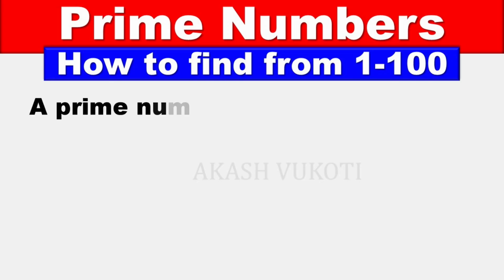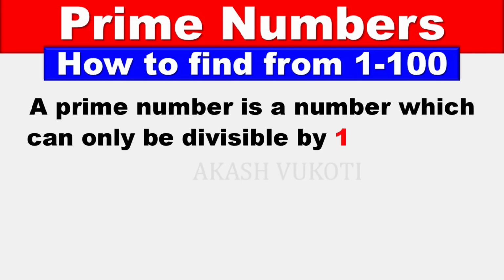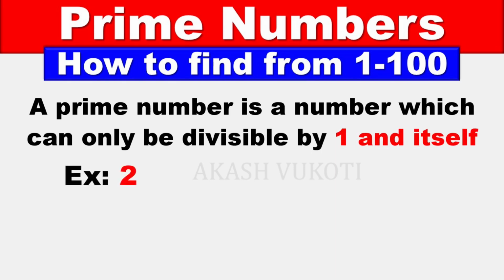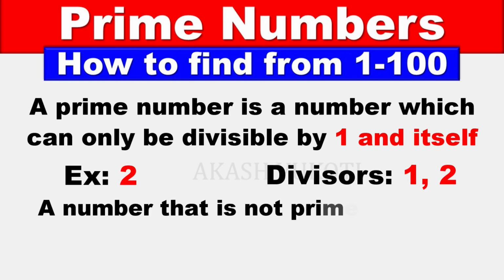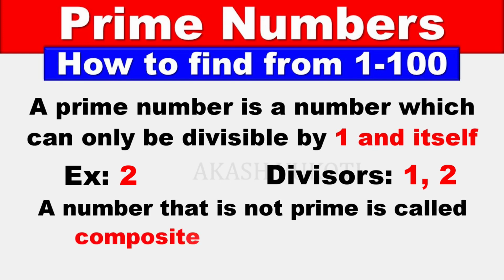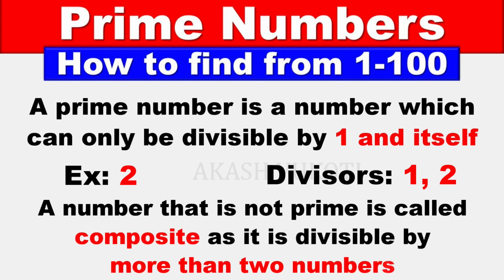A prime number is a number which can only be divisible by 1 and itself. As an example, the number 2 is prime because it can only be divisible by 1 and itself, which is 2. A number that is not prime is called composite, as it is divisible by more than 2 numbers.